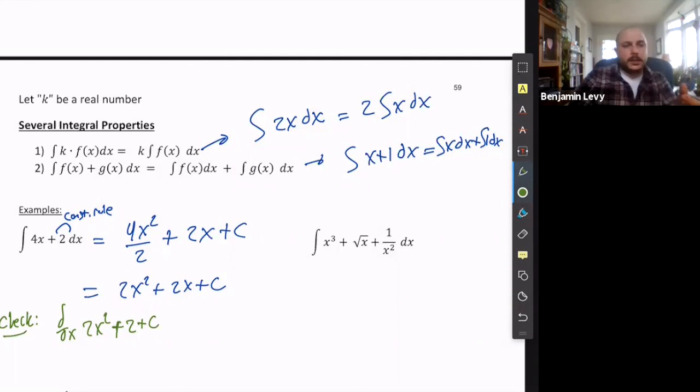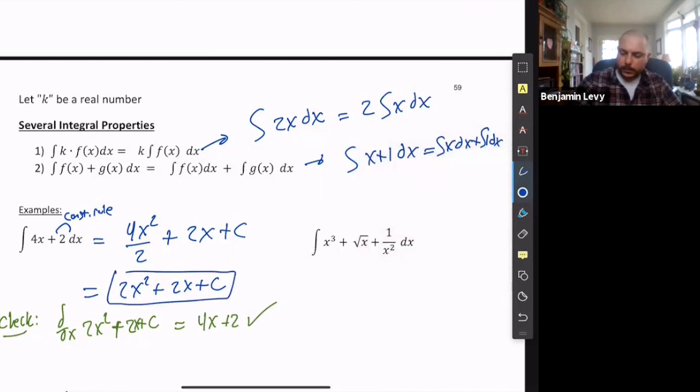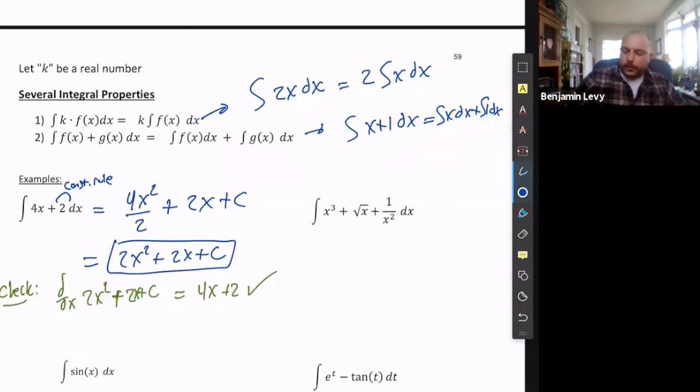This is an easy one to do, especially if it's a power rule. You can just look at it and say, if I take the derivative, do I get back to the original? Let's see. Bring down the power, subtract off the power. Sorry, that should be an x. Okay, yes, we got back to the original. So that makes me feel good. So that is the answer.